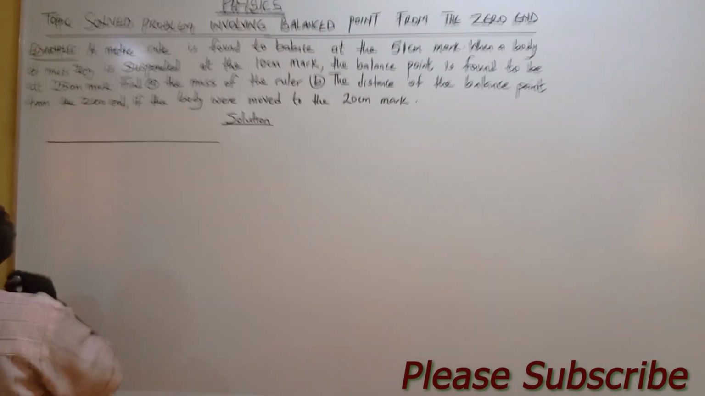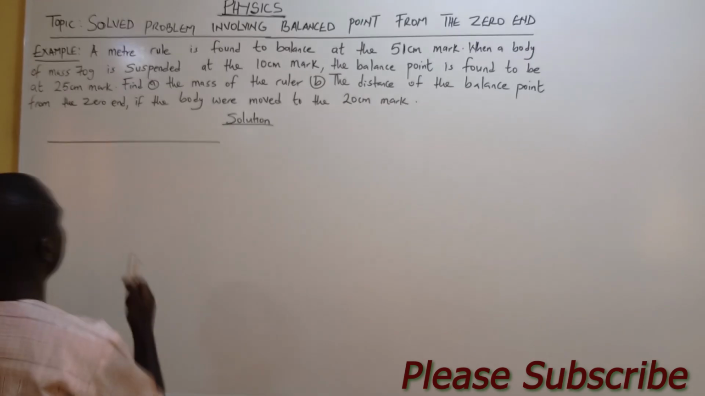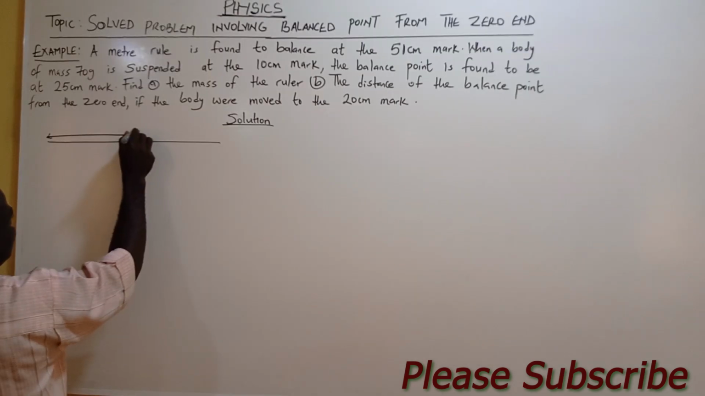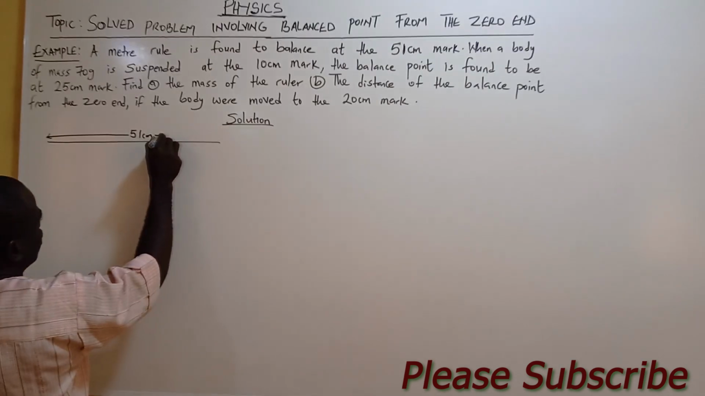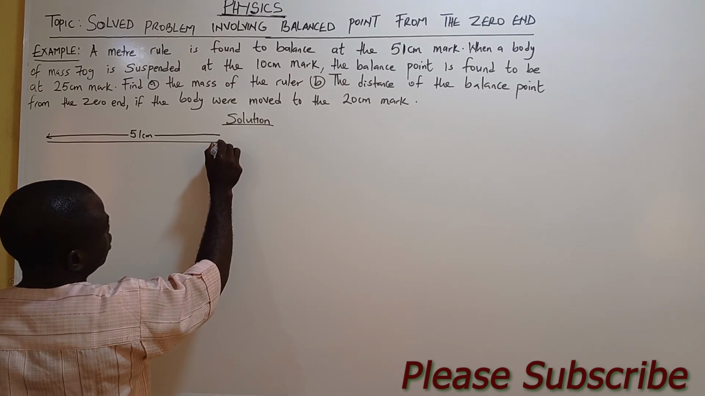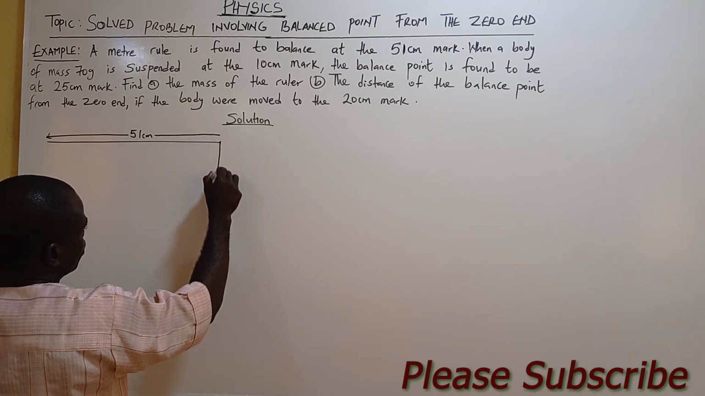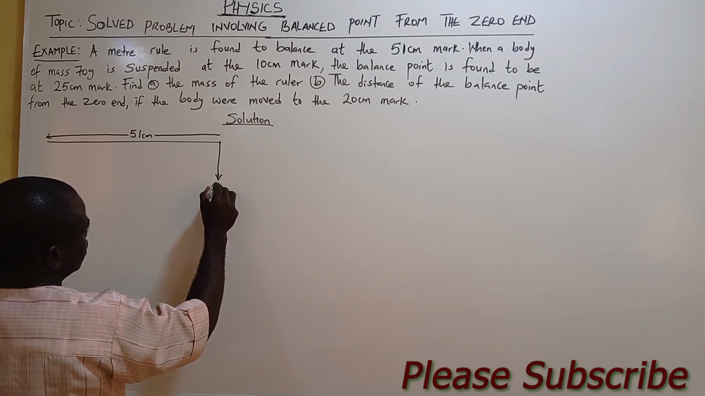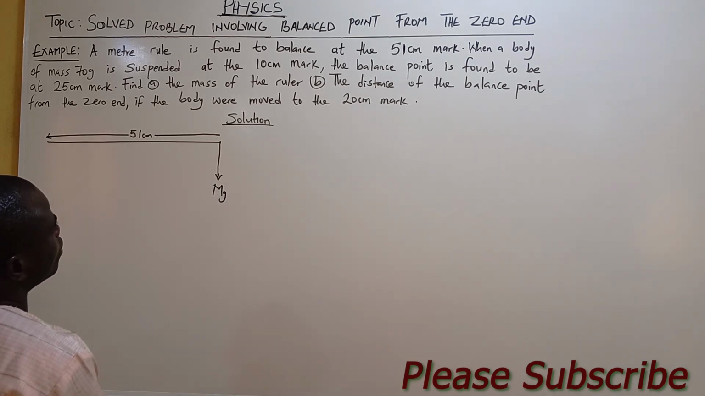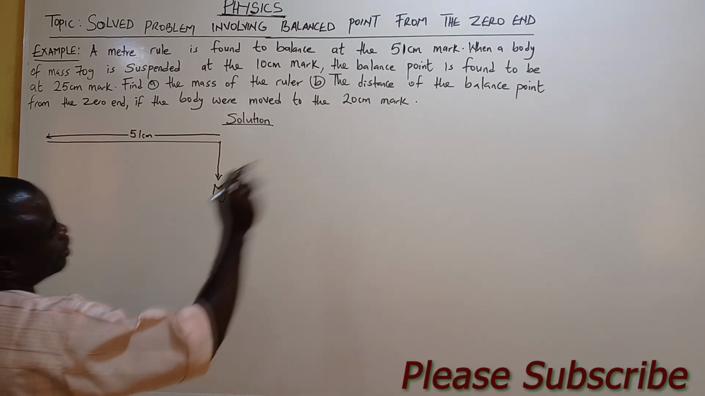your meter rule. A meter rule is found to balance at the 51 centimeter mark. We assume that at this point, the mass that we are looking for, the mass of the meter rule, balances at this point, 51 centimeter mark. You stop there. Now say full stop.